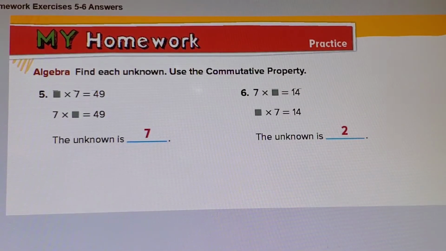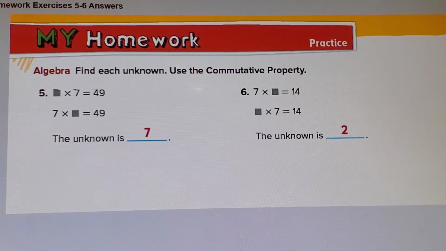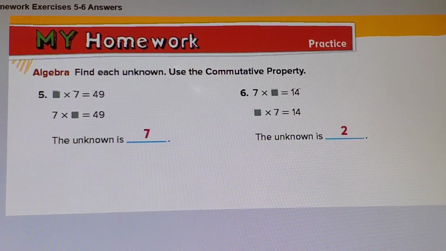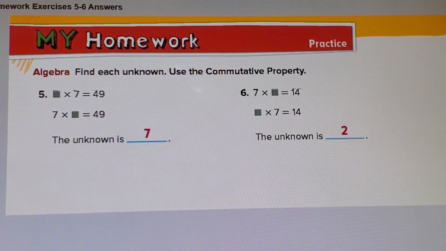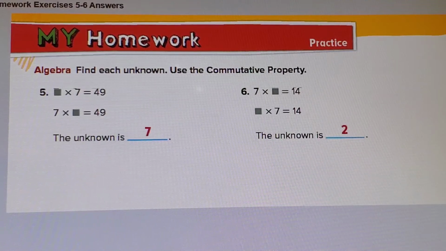On number 5, 7 times 7 equals 49. That's one of those sort of doubles. And on number 6, 7 times 2 equals 14, or 2 times 7 equals 14, using the commutative property.